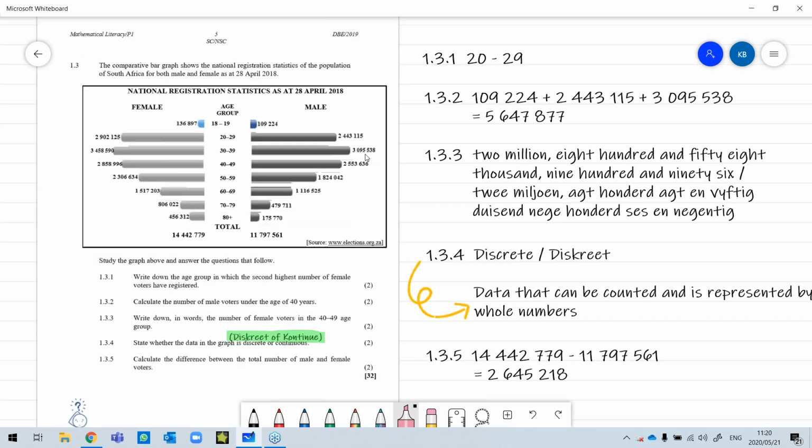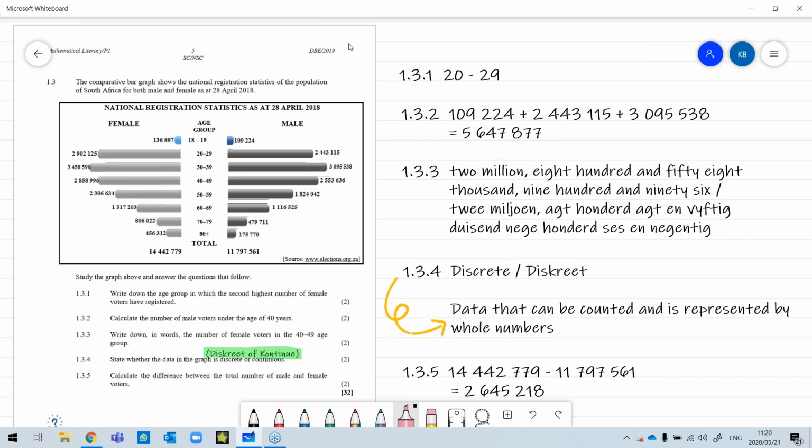Okay, so we are still continuing with question 1. Question 1.3. The comparative bar graph shows the national registration statistics of the population of South Africa for both male and female as at 28 April 2018. Then you will see that there's a bar graph that shows the comparison between males and females, the age groups of the national registration statistics. Study the graph above and answer the questions that follow.